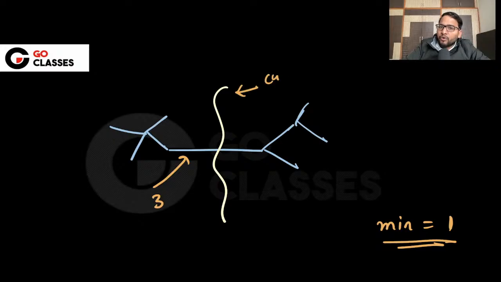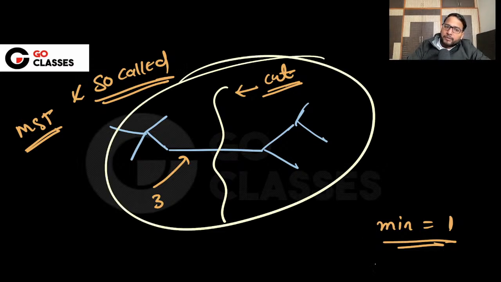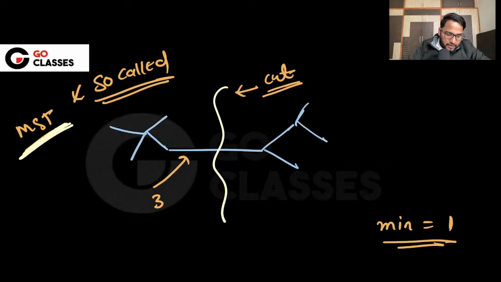So there was a minimum which I have not taken. Let's suppose the minimum was 1, but I have taken 3. Suppose this edge weight is 3. In this cut, the minimum was 1, but I have taken 3, and this is the so-called minimum spanning tree that I have drawn, where in some cut I have not taken the minimum. And still I am saying this is a minimum spanning tree. Let's see if this is even possible or not.